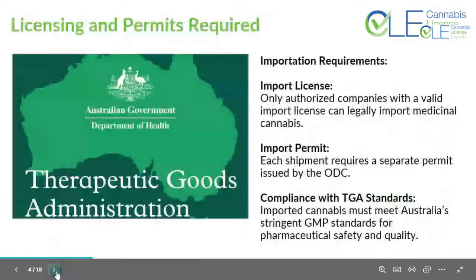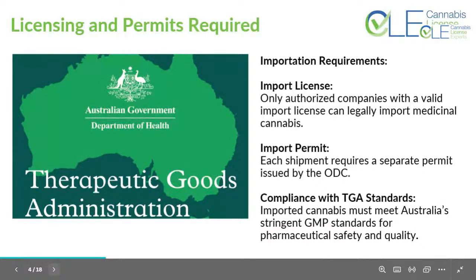So, licensing and permit requirements for exporting your product into Australia. You are only allowed to export into Australia if you've met their requirements and who you are shipping your product to has obtained a valid import permit or license on their end. So very similar to other situations. What that means here in Canada is that they will have to apply for their import license, send you a copy, and then you apply through Health Canada for your export permit for that shipment.